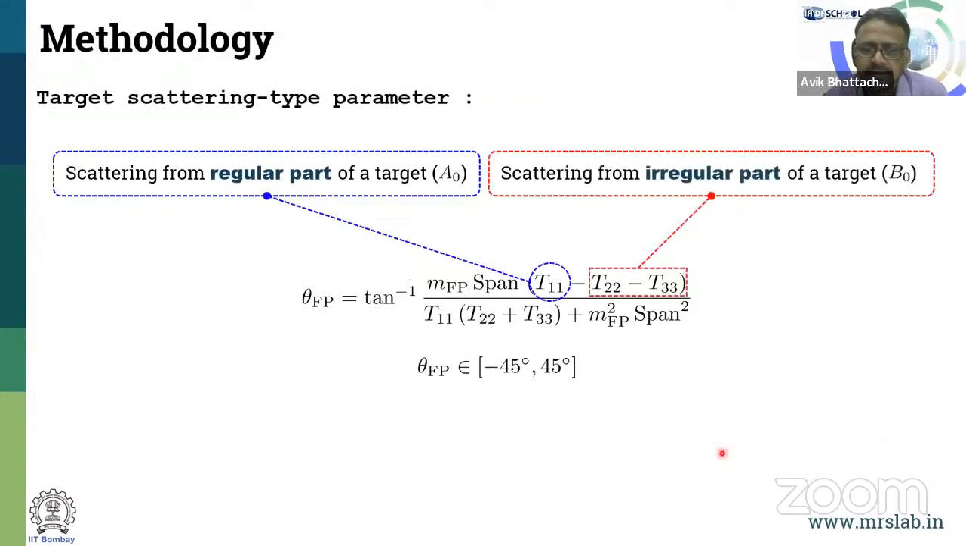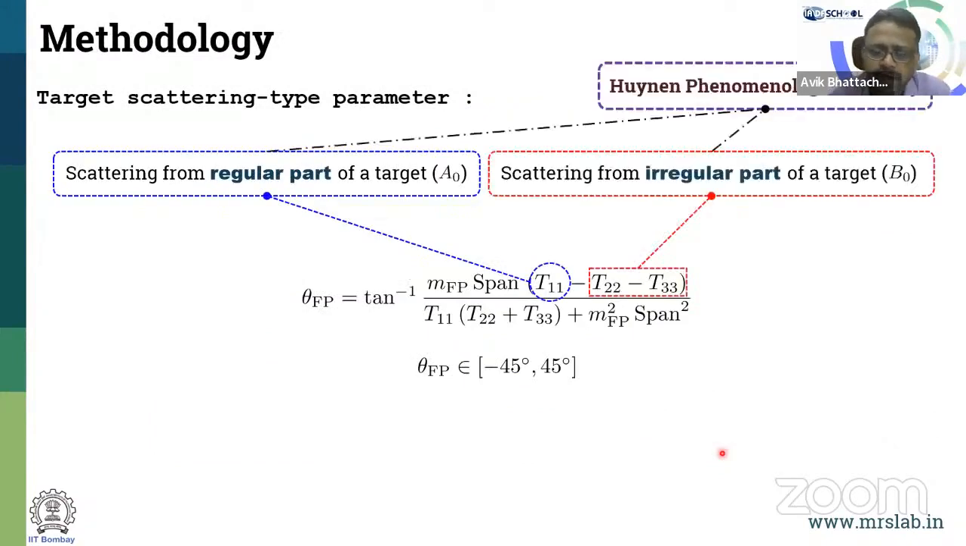So the idea is that simple. I will just go on to that. So the parameter is this one. This is the theta FP parameter, which I'm talking about, the scattering type information. But the information which it utilizes actually comes from the notion of Huynen's phenomenological theory, which was proposed by him. So all of this information is actually coming from here.